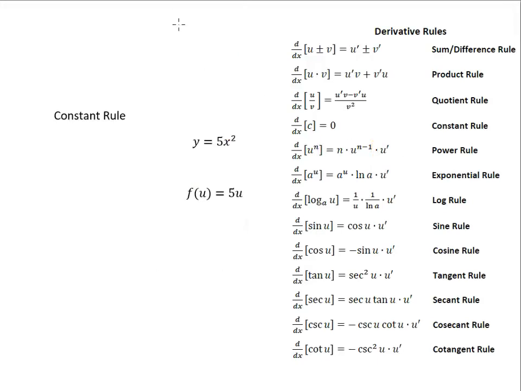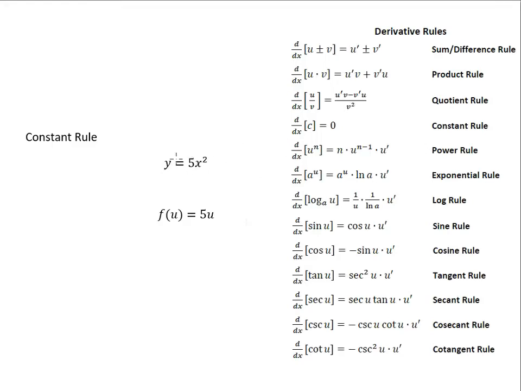Okay, I want to take a quick little detour. Hold on, let me move this. All right, that's better. I want to talk about a special case of the constant rule. Like over here I have a constant rule. It's just, hey, if it's a constant, it's 0. But what if I have something like this, like a constant in front of, say, a power rule problem?